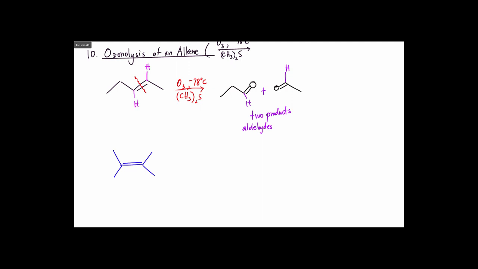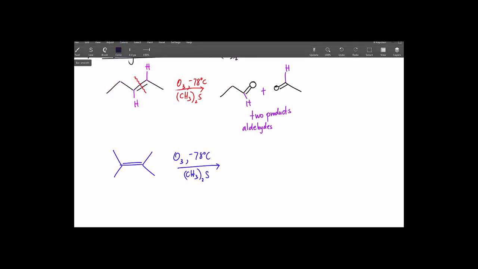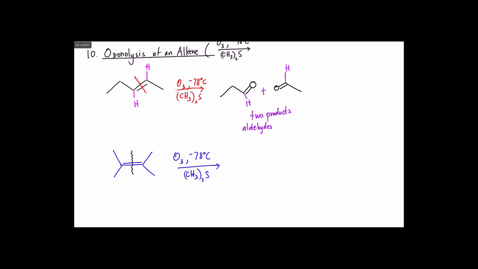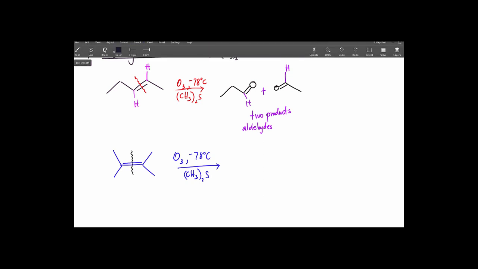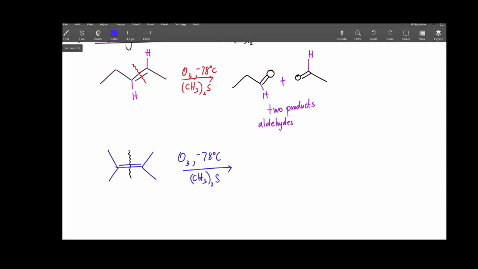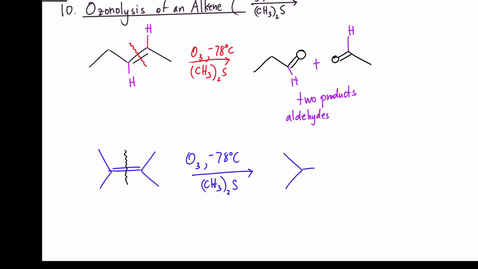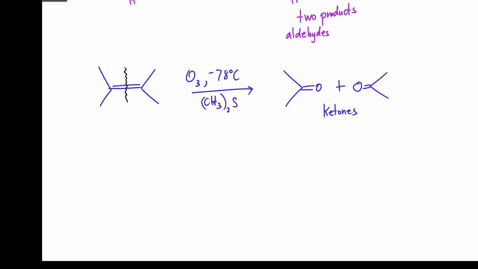And again, O3, low temperature. So just imagine breaking that bond down the middle. And I want to draw everything. I want to halve that double bond. On this side, I would have this. And on the other side, I would have that. Okay? So these are ketones. Do one more example of that.